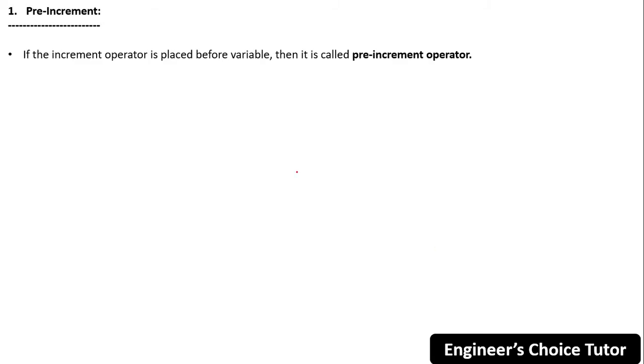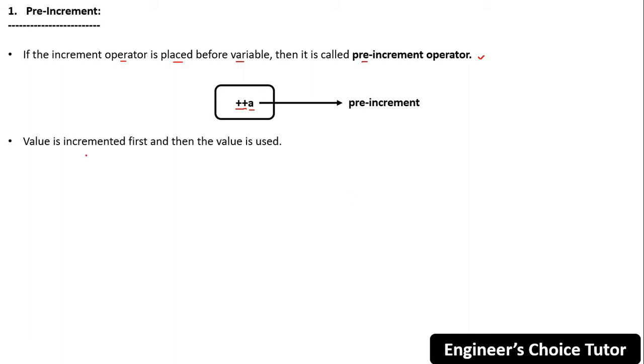Pre-increment. If the increment operator is placed before the variable, then it is called the pre-increment operator. For example, a is a variable and this plus plus is placed before a. So this is the pre-increment case. In this case, the value is incremented first and then the value is used. First the increment will take place and then you can use this value in your expression.